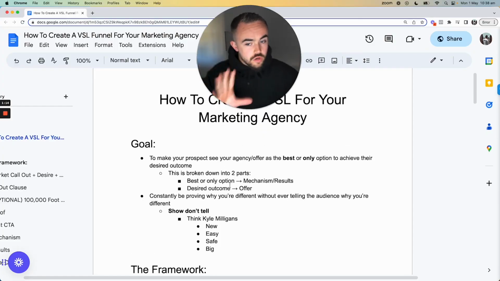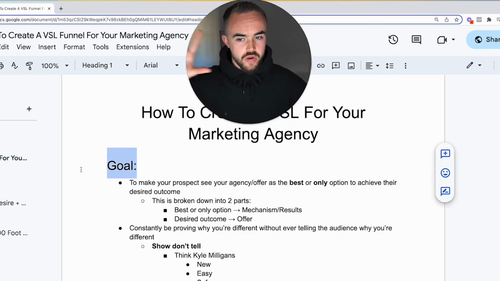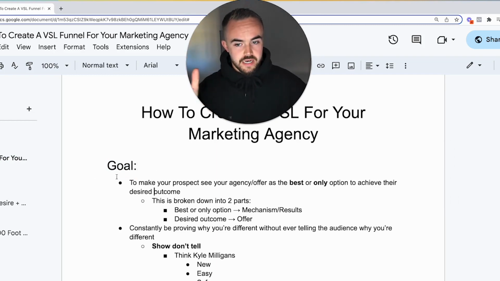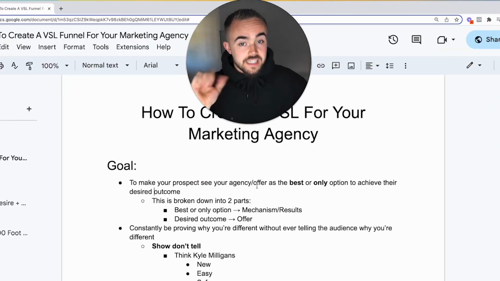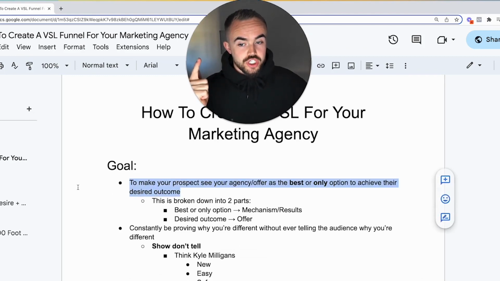Now, just before we go into the framework, I do want to go into what the goal of the VSL is, because I think sometimes people have misaligned thoughts and visions going into the process of building a new VSL. So I want to align you with what the true goal of a VSL is. Really, it's to make your prospects see your agency or your offer in general as the best or the only option to achieve the desired outcome.